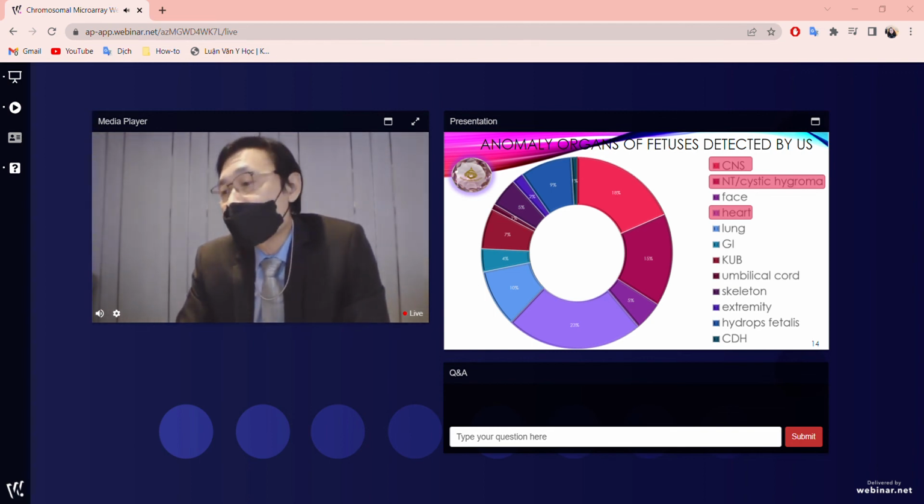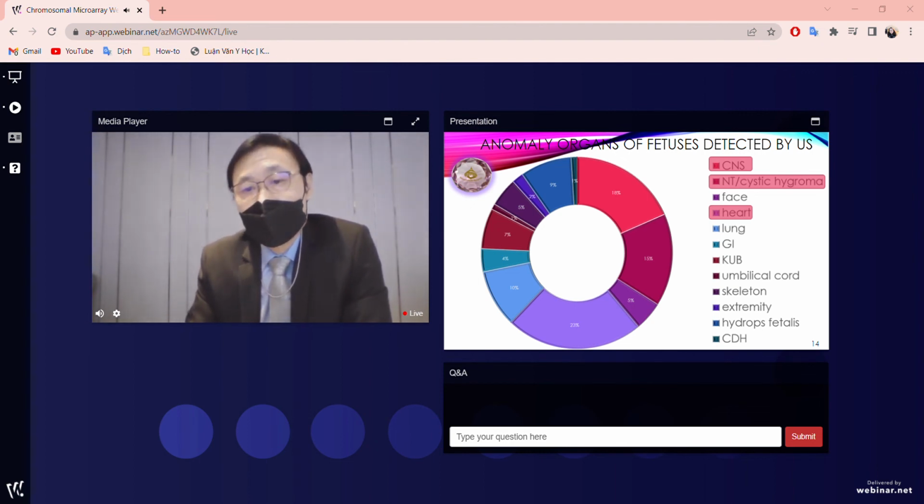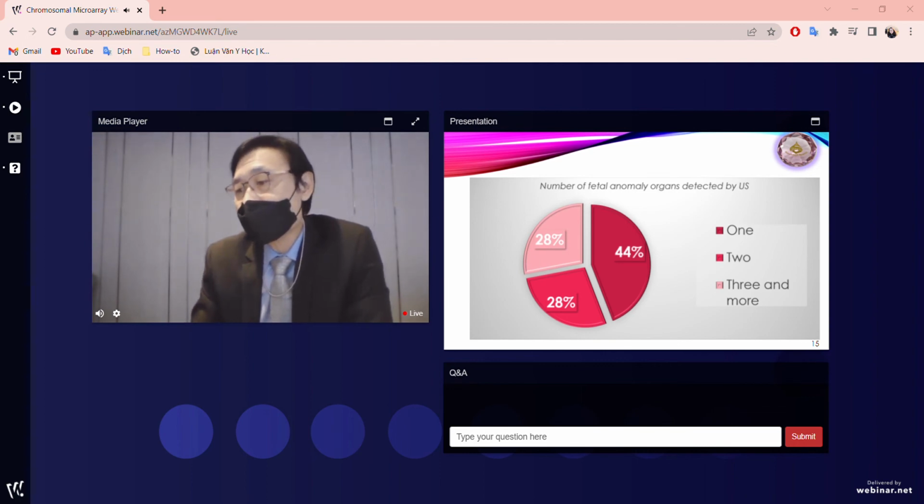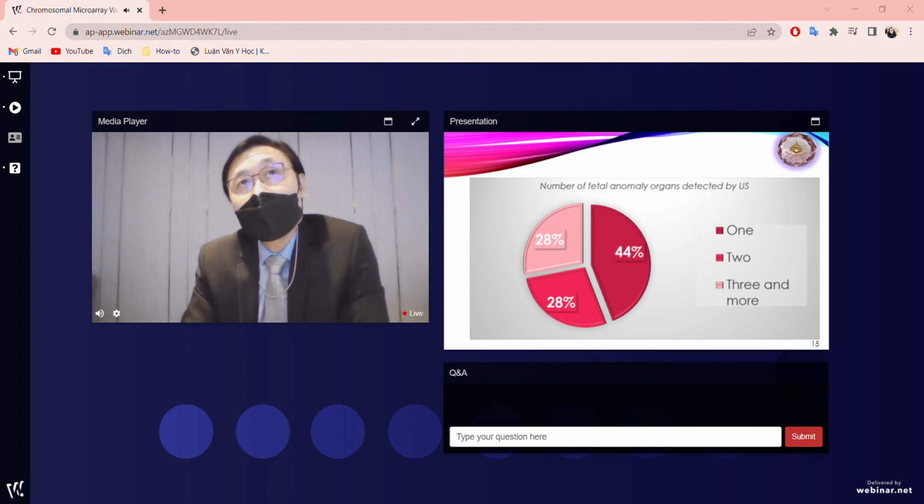Regarding the anomalous organs of fetuses detected by ultrasound, the 3 most common organ anomalies found in our study were cardiac defects, about 23%, followed by CNS anomalies, 18%, and increased nuchal translucency or cystic hygroma, about 15%. Let's have a look at the number of fetal anomalous organs detected by ultrasound. As you can see, fetuses with 1 organ anomaly seem to be the most commonly found, 44% in our study. And the fetuses with 2 organs and 3 or more organs were equally found, about 28%.